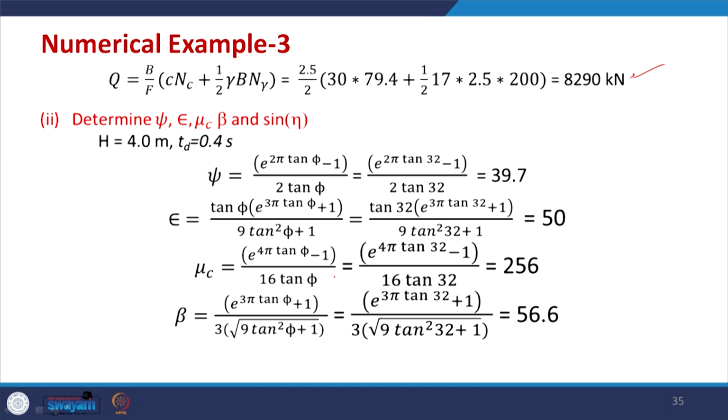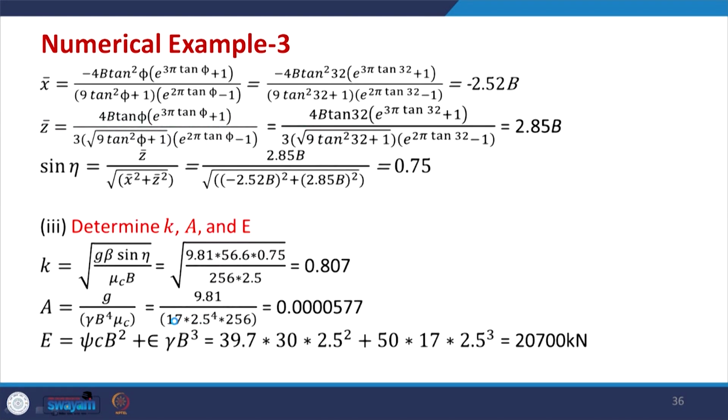One thing which is common is that all these parameters depend only on one parameter, which is phi. So, you can see phi is coming. Once phi is known, then you can find these four parameters, and then we also find the values of x bar and z bar. Now, x bar is also a function of phi, but in addition to phi it also depends on b. So, in terms of b you find x bar, which is minus 2.52 b, and then 2.85 b, and finally sin eta can be calculated as a ratio which comes out to be 0.75.